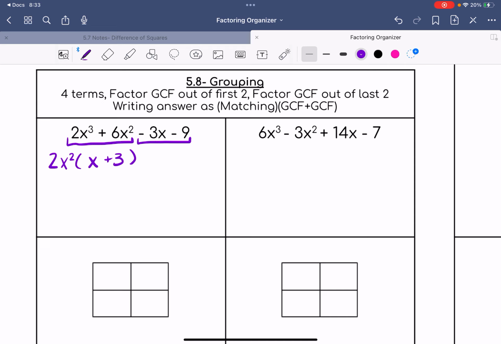Out of -3x and -9, I can divide both those by -3. If we remember, anytime that third term right there is negative, what I'm drawing an arrow at, if that is a minus, our second GCF is going to be negative. So I'm going to pull out a -3. -3x divided by -3 just leaves behind the x. -9 divided by -3 just leaves behind the +3. Okay, then the magic of factoring by grouping is that this and this now match each other. So x plus 3 is the first part of my final answer. The second part of my final answer is this GCF and this GCF added or subtracted together. So 2x squared minus 3.